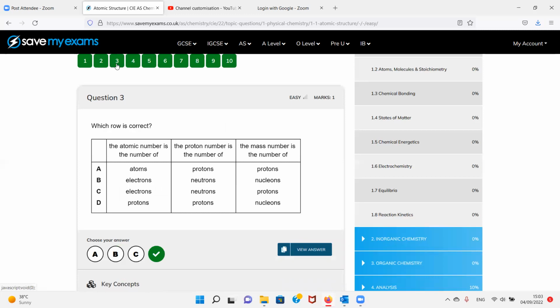Which of the statements is correct? The atomic number is the number of protons, and the proton number is the number of protons as well, and the mass number is the number of nucleons. Nucleons means the content of the nucleus, which is the protons and neutrons. So the correct answer is D.